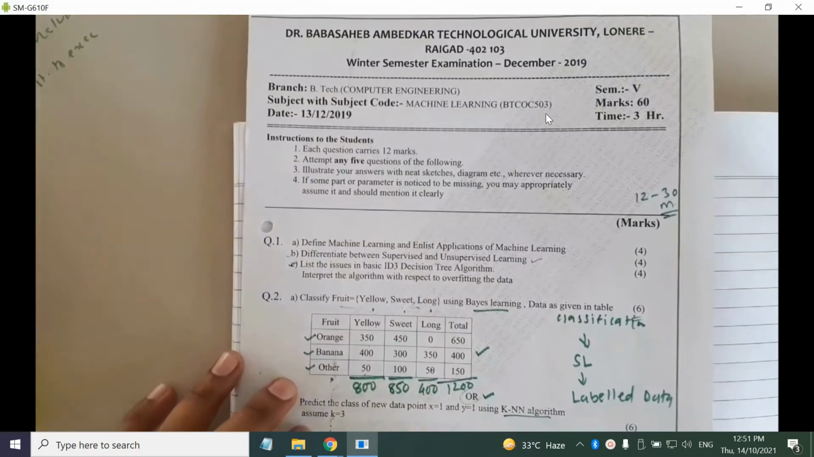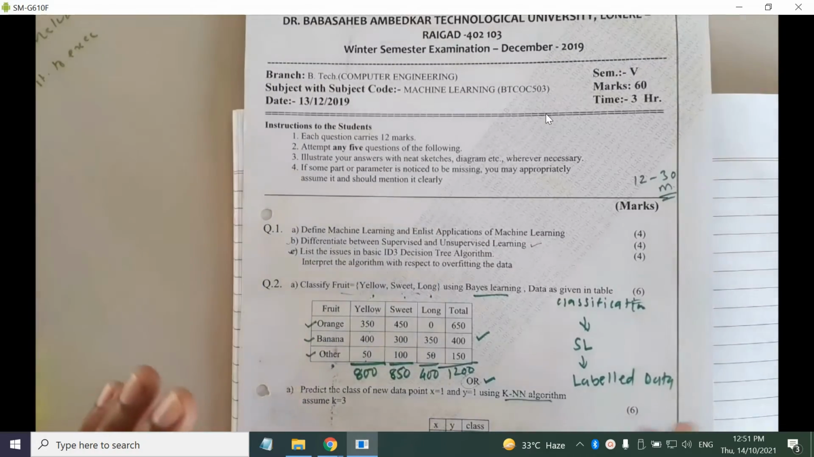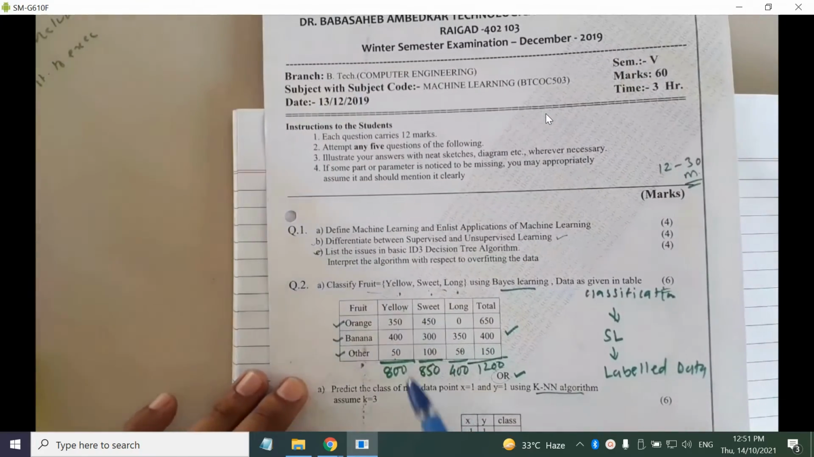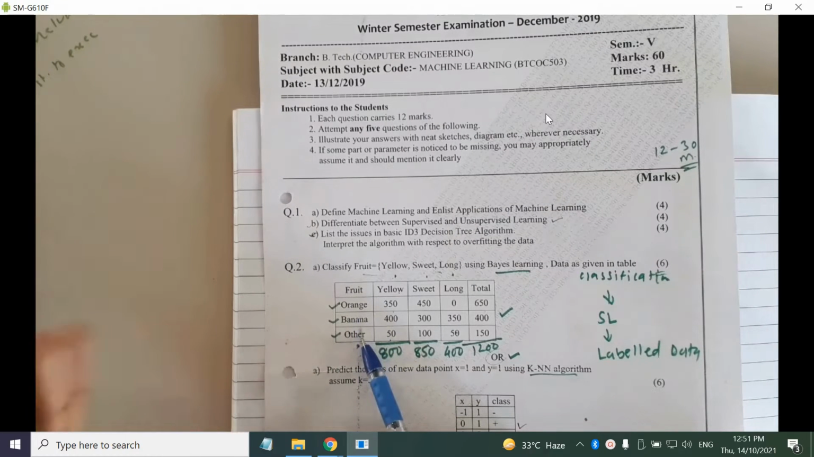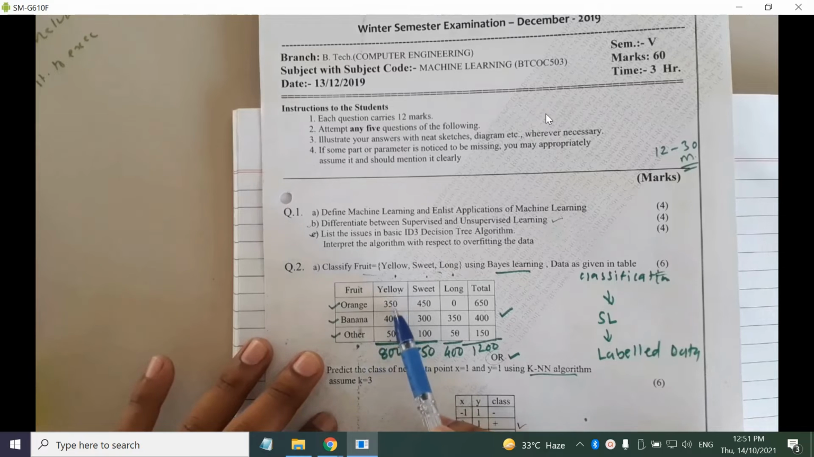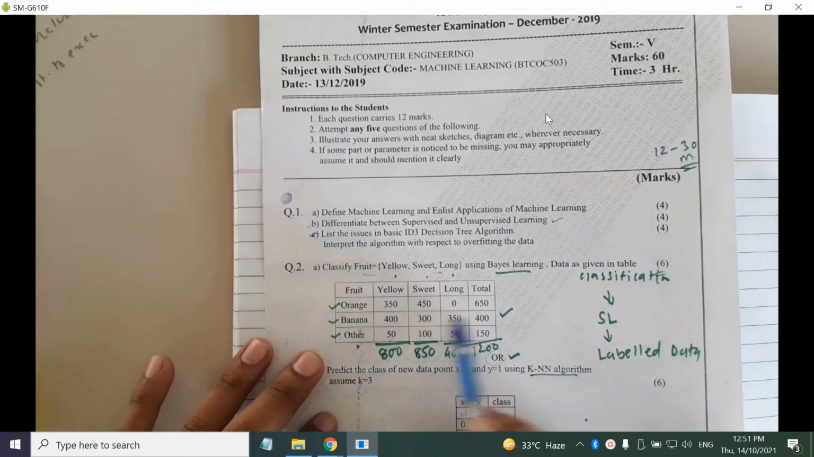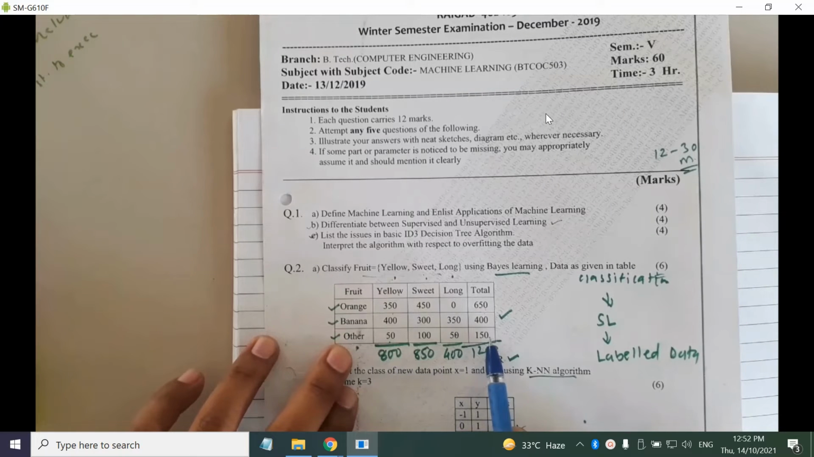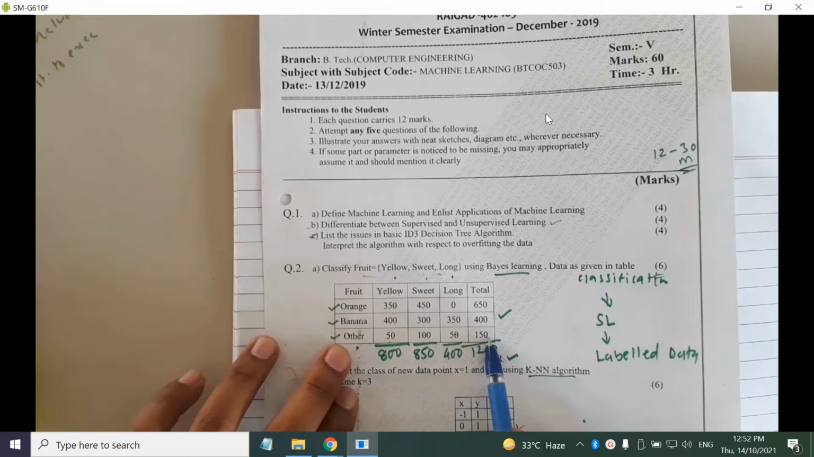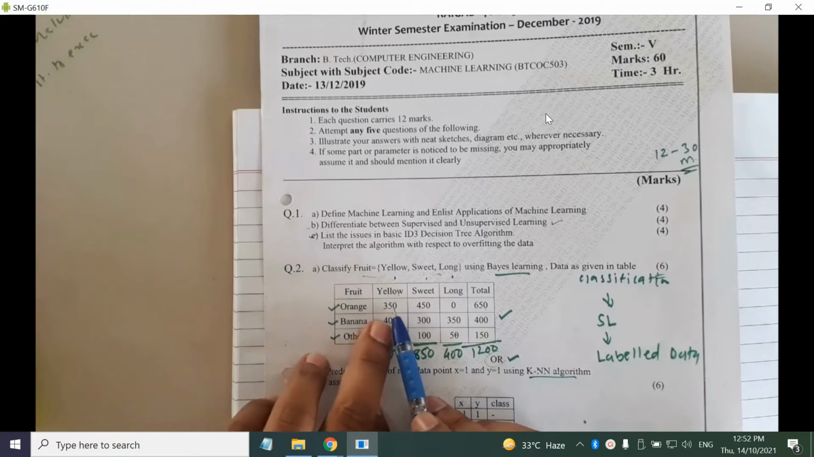First thing you have to understand the given data. For every problem the first step is to understand the data. So what is given here? Try to figure that out. Various fruits are given: orange, banana and other kinds of fruit. Then yellow, so some numbers are given, then sweet, long. And how many total oranges are given? 650 oranges, 400 bananas and 150 other fruits. Now what is this number indicating here?